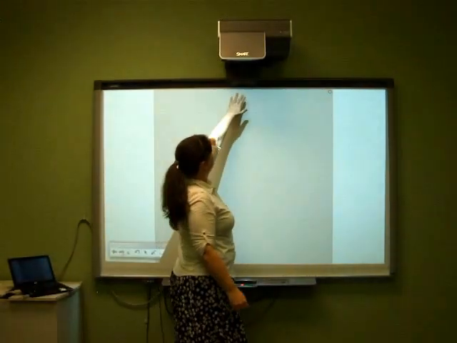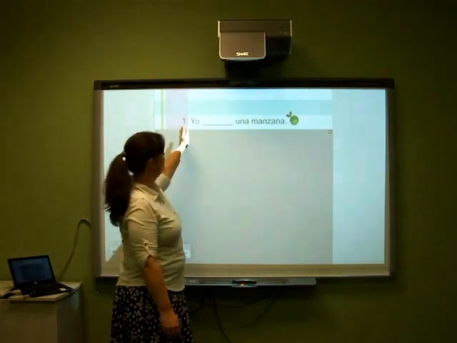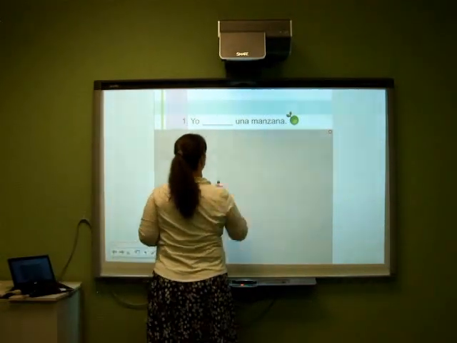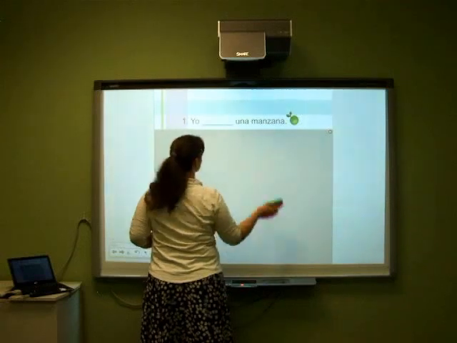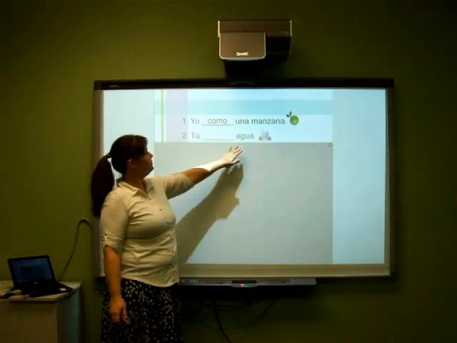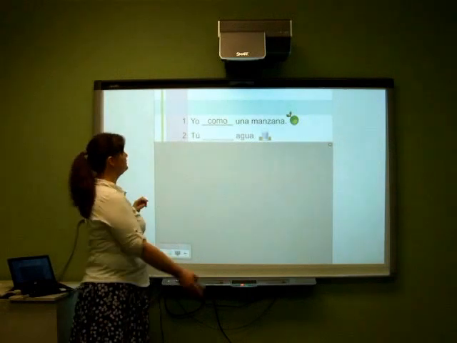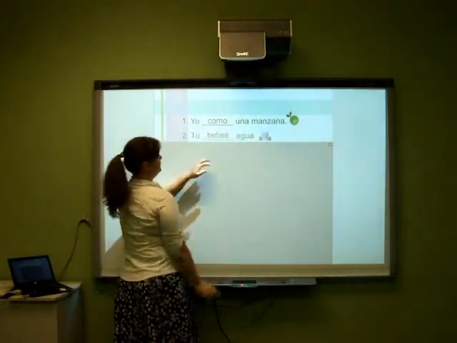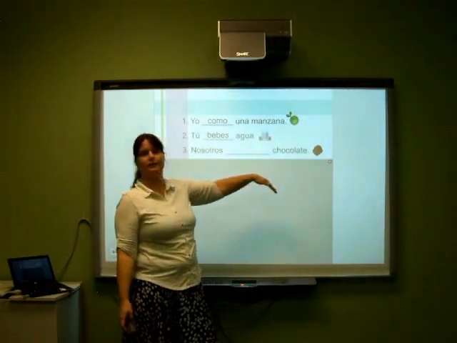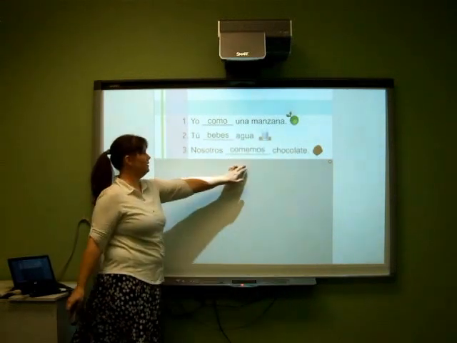Now we're going to practice using the verb in sentences. Yo una manzana. Yo como una manzana. Very good. What about tú agua? Tú bebes agua. Very good. What about nosotros chocolate? Nosotros comemos chocolate. Very good.